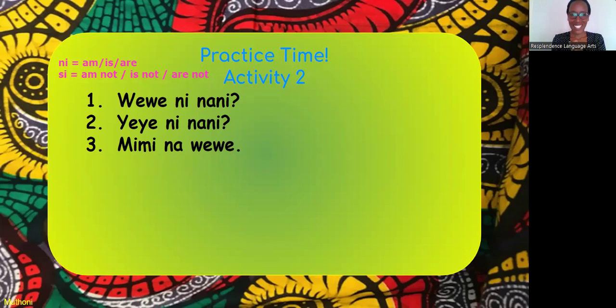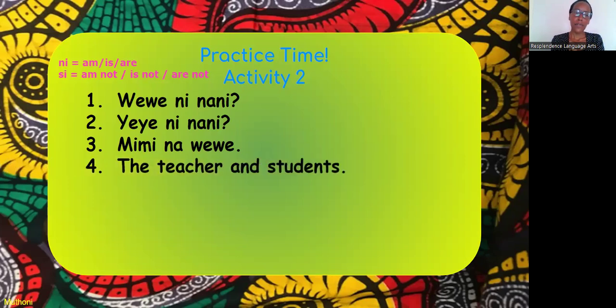Now, let's move to the next thing. So, mimi na wewe. What do you think this is in English? Yes. Me and you. Mimi na wewe. Yes. I know in proper English you might want to say you and I. But here we're saying mimi na wewe. I and you. But you know, it can also mean me and you. This is how we speak in Kiswahili.